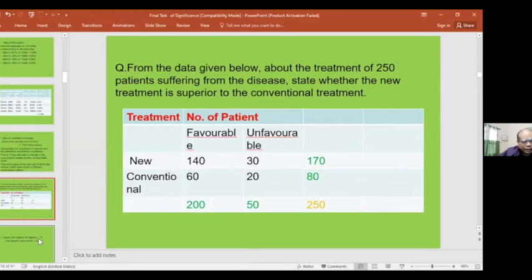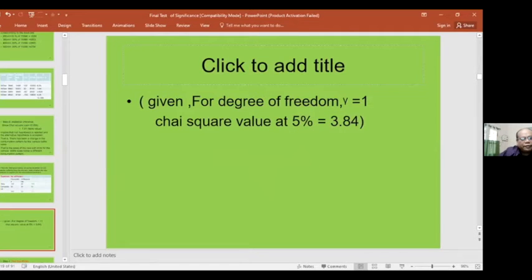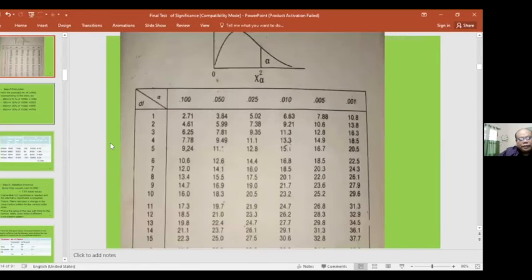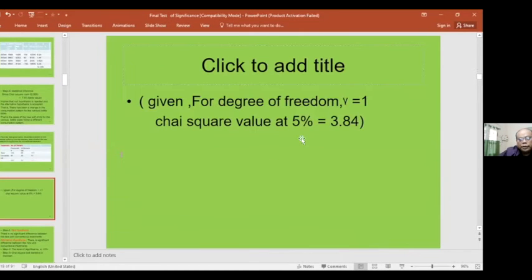Now, sometimes in examinations, the degrees of freedom are given, but we have to refer to the table. If it is 5%, then what is the table value? We should know how to refer to the table. For degree of freedom 1, the 5% table value is 3.84. So you should know how to refer to the table.